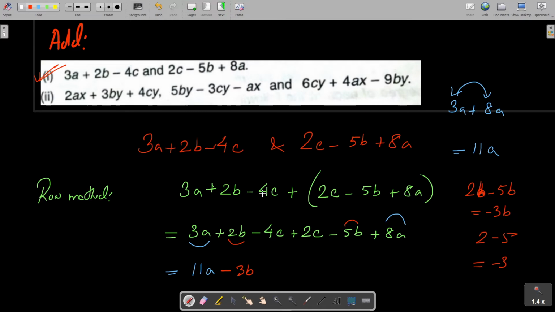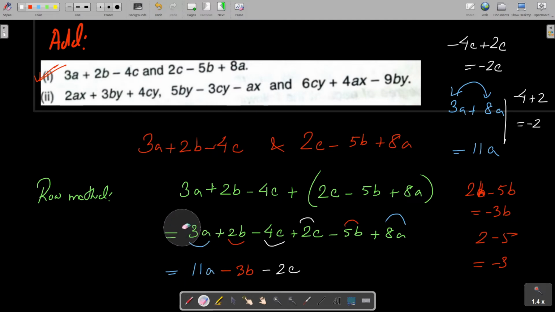One more variable left, that's c. We have minus 4c plus 2c. So just like arithmetic, what's the answer of minus 4 plus 2? It is minus 2. So our answer will be minus 2c. So I'll simply write here minus 2c. Very simple. This is how we're going to add different algebraic expressions or terms.